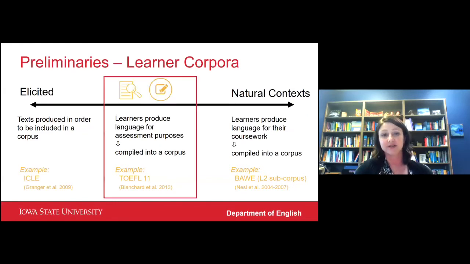And the two examples that I'm going to use today are going to focus on this type. So I have two corpora that were collected for assessment purposes. The assessment purposes were within the real life context of the learners, and then that has been compiled into a corpus.